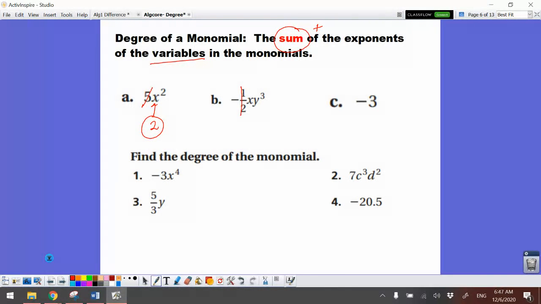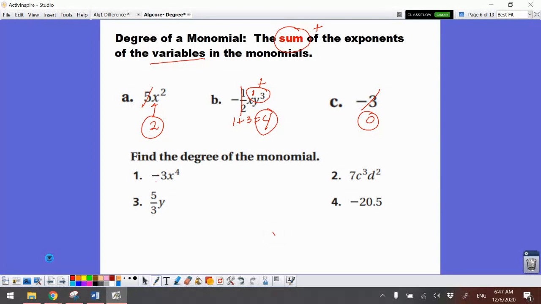Look at the next one. I'm going to cross out the number. I'm going to look at my variables. Well, I see a power of 3 and I know there's a power of 1 right here. So I'm going to add these. 1 plus 3 is 4. So the degree of that monomial is 4. What about this one? I know I can't use that. Well, are there any variables there? No. So if there's no variables, it's a 0 because there are 0 variables. Okay, go ahead and see if you can find the degree of these monomials.